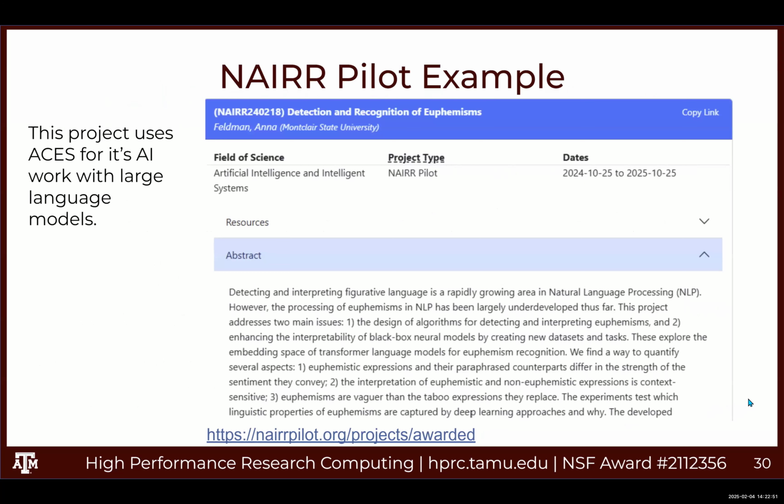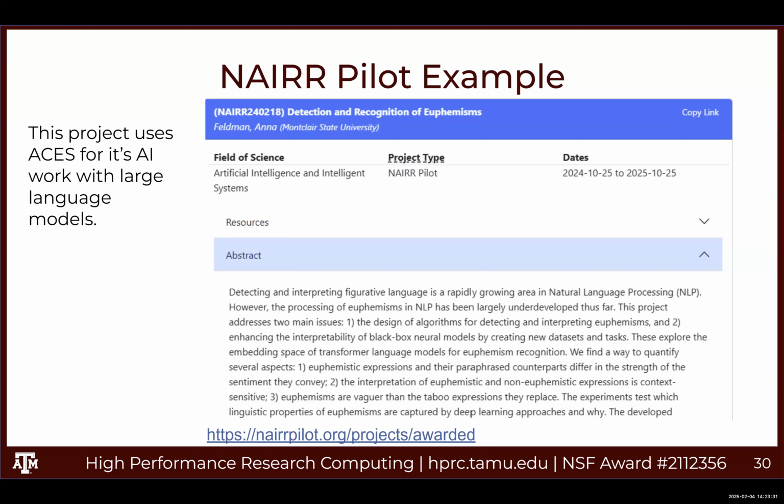This is just a piece. This is a snip of a project. This is NAIRR project 240218. So you can see there's already quite a few of them, called Detection and Recognition of Euphemisms. And these are, I mentioned earlier about on ACCESS where they have the public abstracts. This is on NAIRR. NAIRRs you can look up to see those. It's right down here at this link. You can go there and see the projects that have been awarded so far. They're all listed there. The field of science is going to be artificial intelligence and intelligent systems.